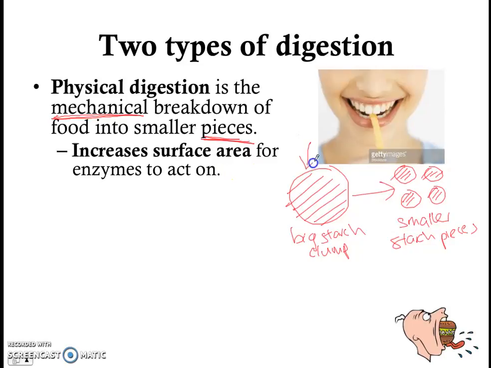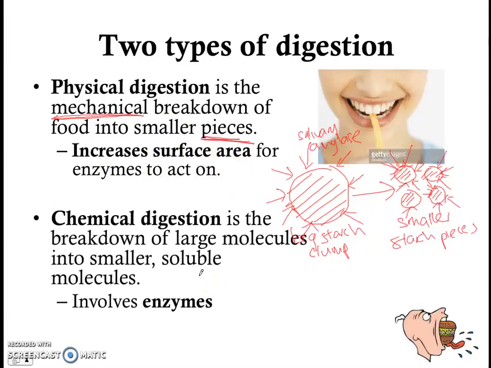We learned in the last topic that salivary amylase, or at least amylase, acts on starch to break it down to maltose. Right, so imagine, if it was just a big piece of starch, then amylase can only act on starch from the outside. But if we break it down into many smaller pieces, notice that the surface area which amylase can act on is a lot more. So physical digestion increases surface area for enzymes to act on.